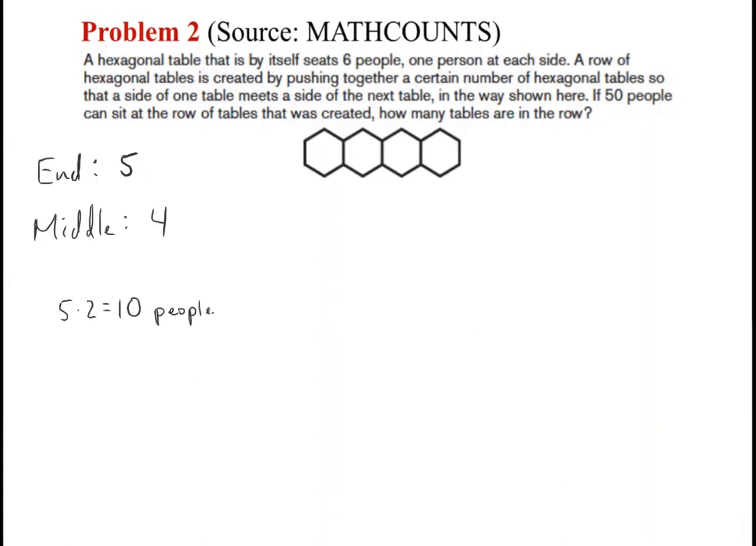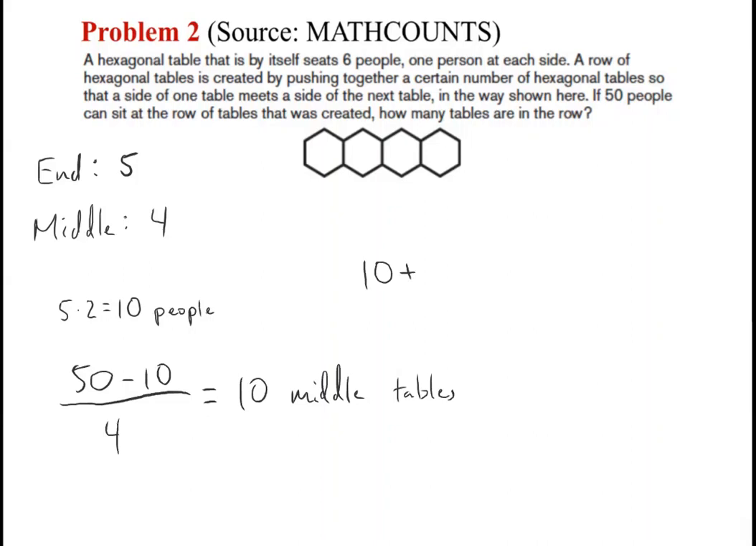So basically, we just want to find how many middle tables there are. So we can do it by subtracting 10 from 50. And then we can divide by 4 to find out how many middle tables there are, and you'll get 10. So you have 10 middle tables. And to find the total number of tables, just add 10 to 2 because these are the ends and these are the middles. So 10 plus 2 gives you 12.